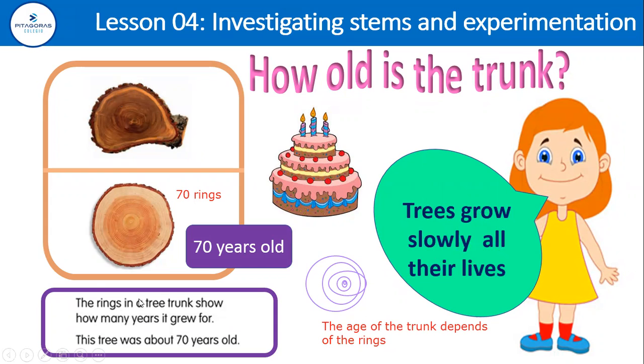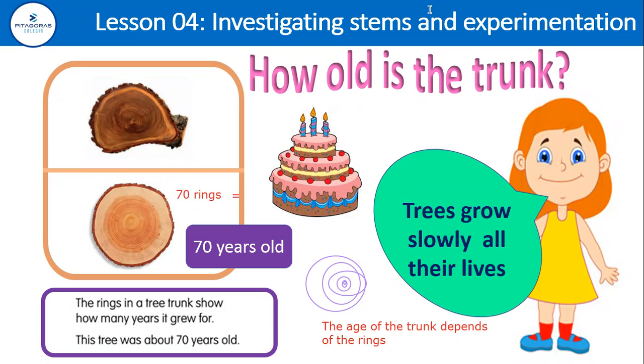The rings in a tree trunk show how many years it has grown. This has 70 rings, so it means that it is 70 years old. Equal to 70 years old. 70 rings, 70 years old.